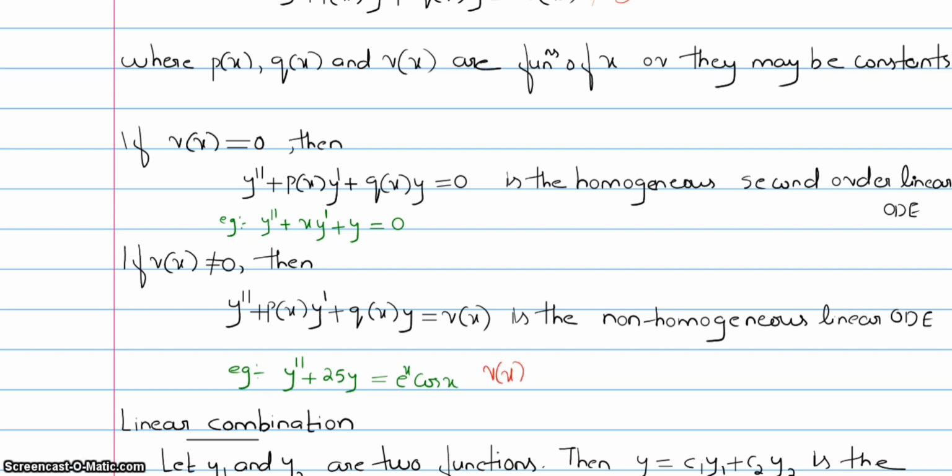Since the value of r of x is e raised to x into cos x, which is a non-zero value, it will become a non-homogeneous linear ordinary differential equation. And if the value of r of x is 0, it will become a homogeneous linear ordinary differential equation.